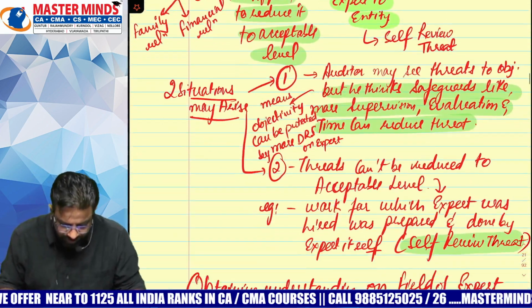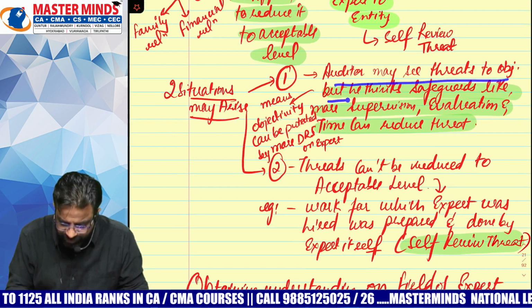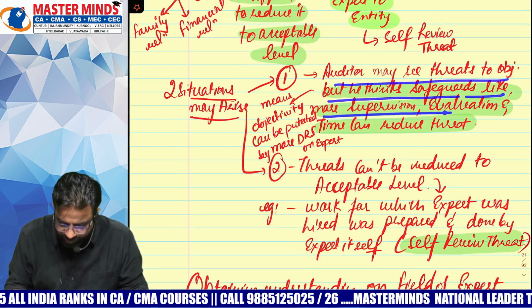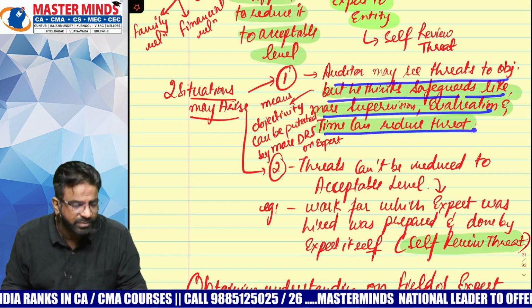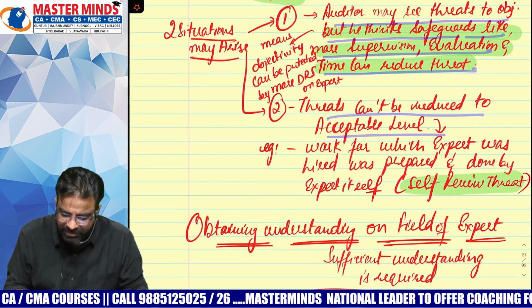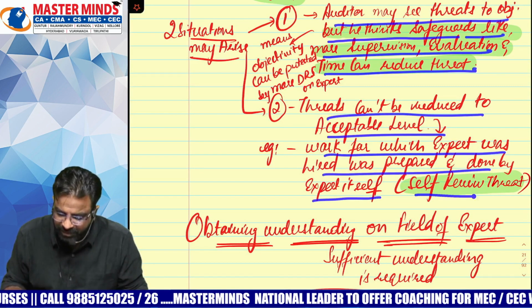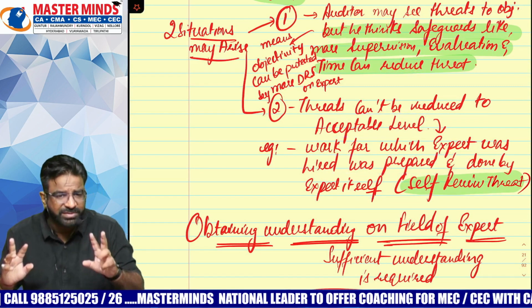Next one. Two situations may arise. Situation number one: the auditor may see threats to the objectivity, but he thinks that safeguards like more supervision, evaluation, and time can reduce the threat. Situation number two: threats cannot be reduced to the acceptable level. Example, the work for which the expert was hired was prepared and done by the expert itself. That is self-review threat. देखो दो तरह की situation होती है.